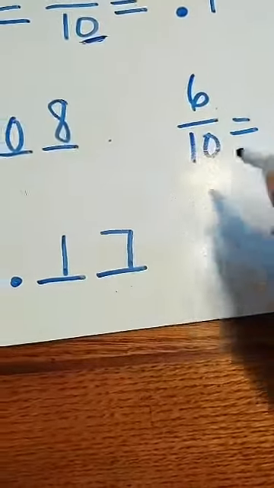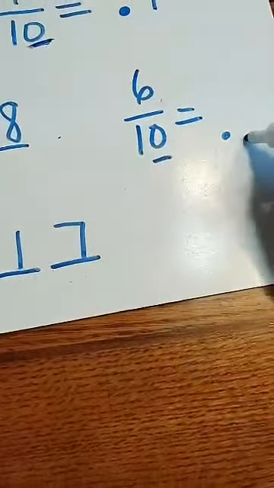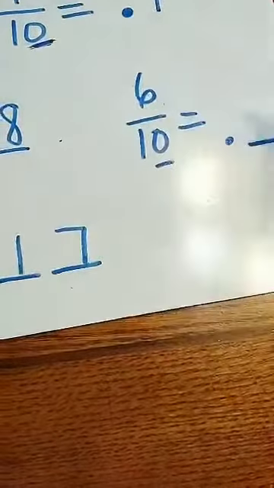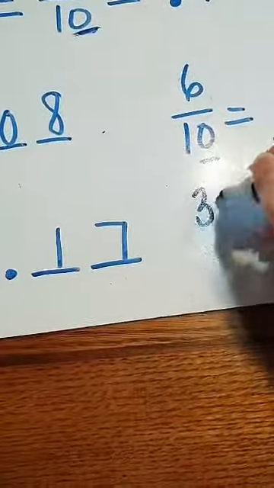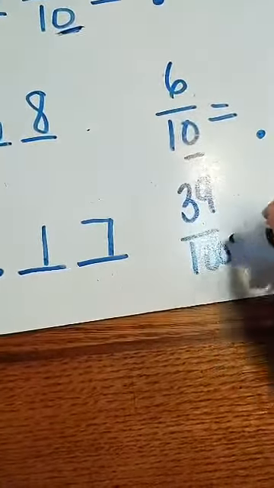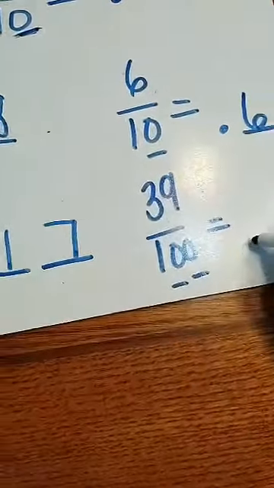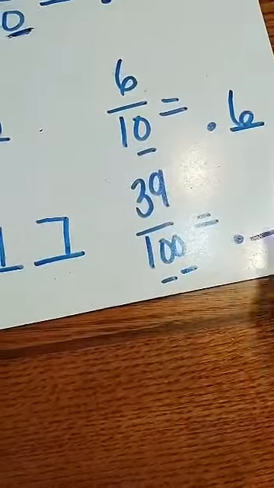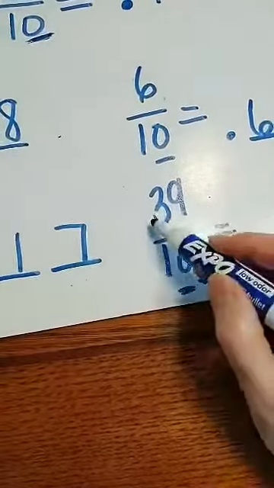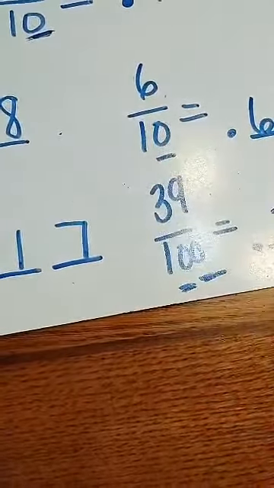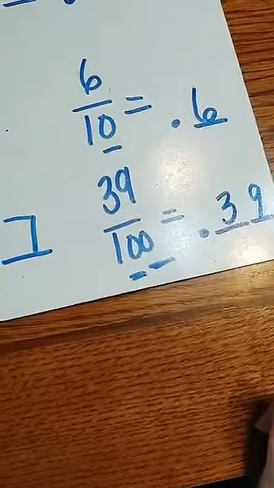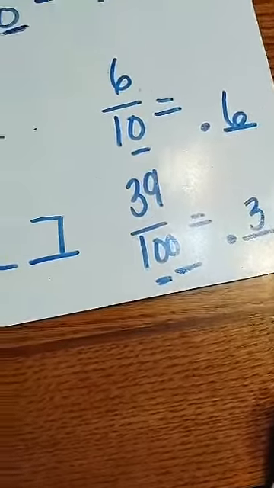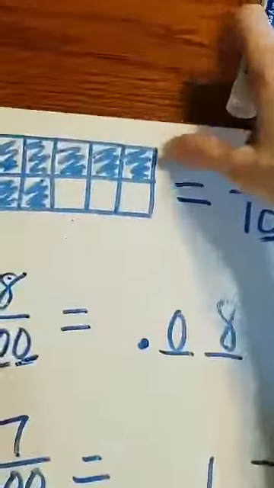6/10. I have 1 zero, so I put my decimal and one line, and my numerator goes on that line. Let's do another hundredth. 39/100ths. I have 2 zeros. I put my decimal, I put my 2 marks because I have 2 zeros, and then I fill in my numerator, with its last number in that last spot. 39/100ths. Okay, guys? Now, let's do one more.